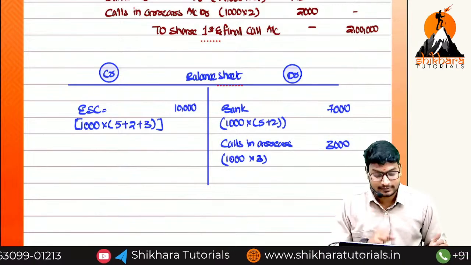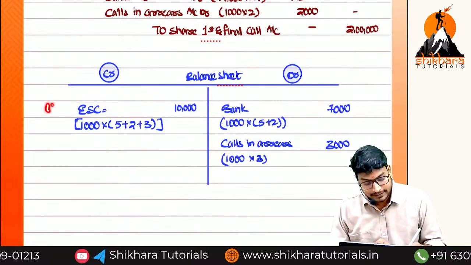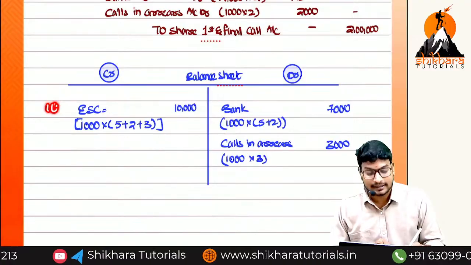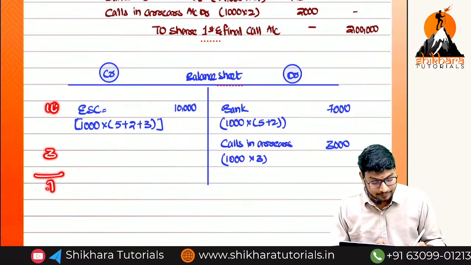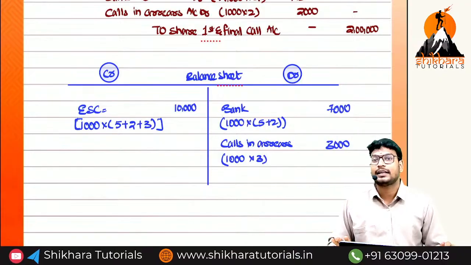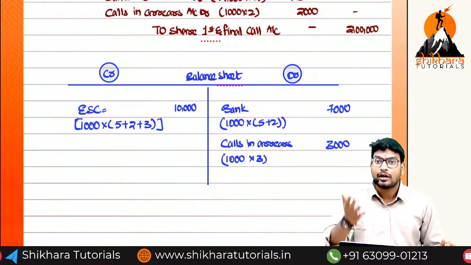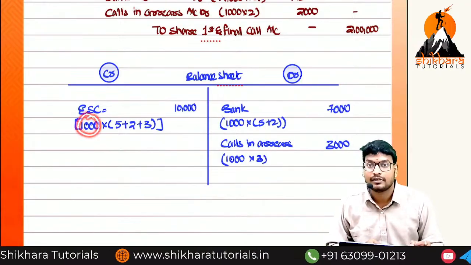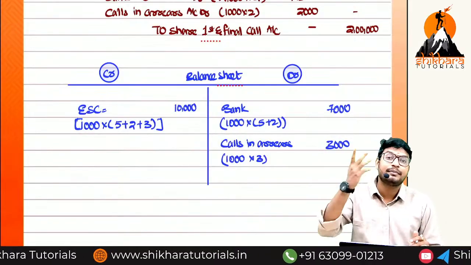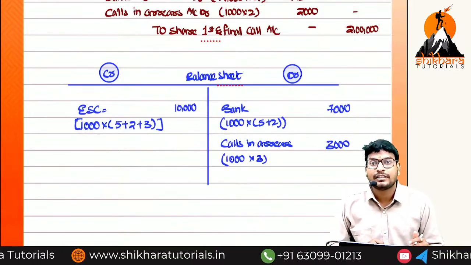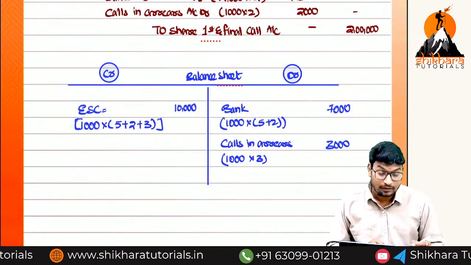Simply, if you want to understand, how much we have called up? 10 rupees. How much calls in arrears? 3 rupees. How much is the paid up? 7 rupees. Tallied or not tallied? Tallied. On how many shares? On total shares, only on 1000 shares, only on 1000 shares. If you consider the remaining 9000, there will not be any calls in arrears. Are you getting it or not?